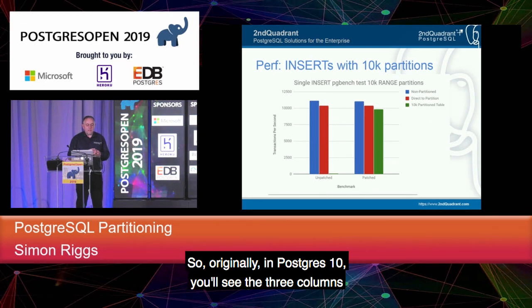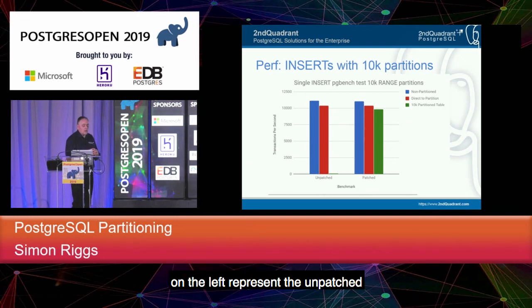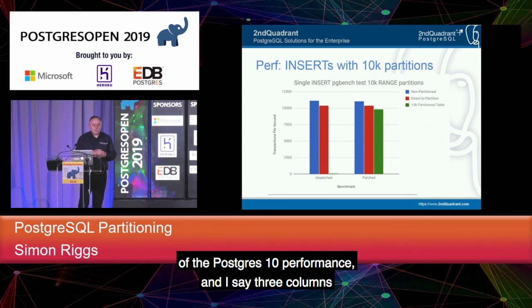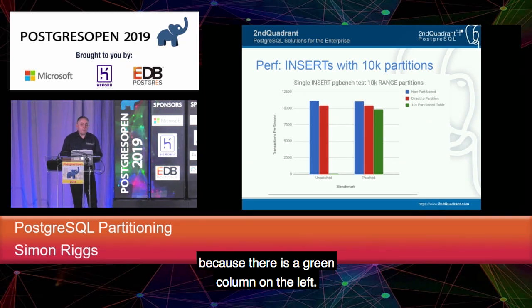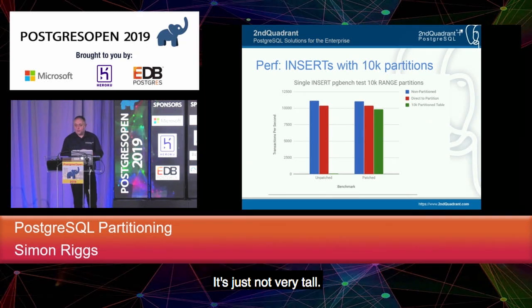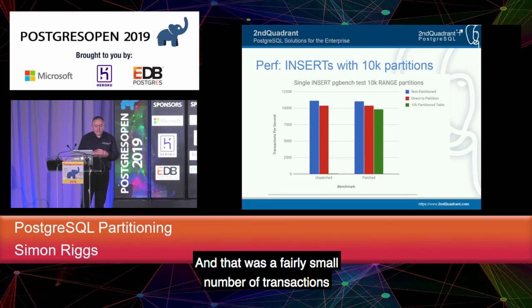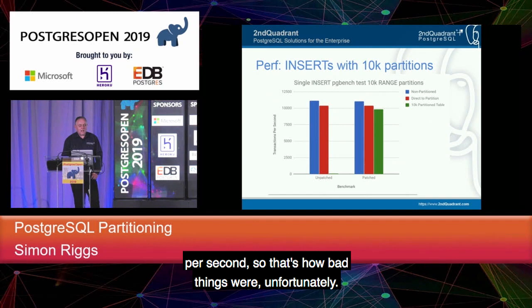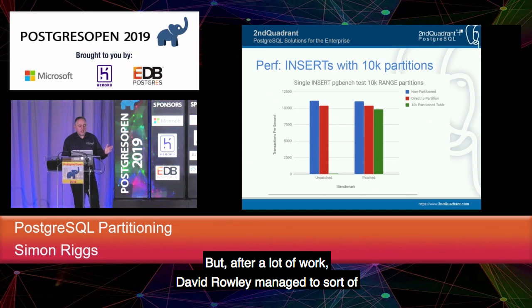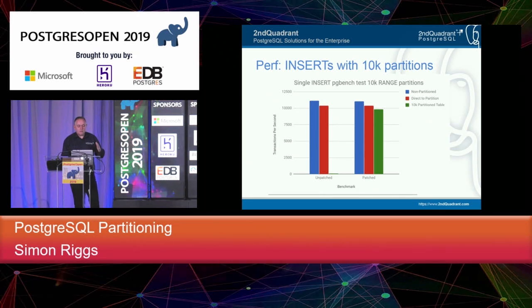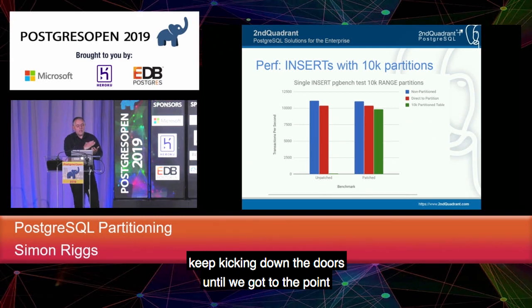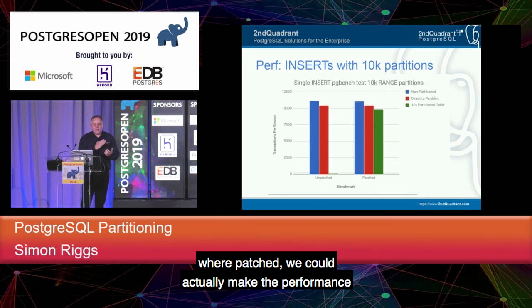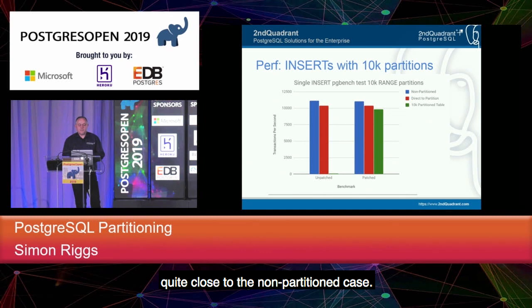So originally in Postgres 10, you'll see the 3 columns on the left represent the unpatched, or the Postgres 10, performance. And I say 3 columns because there is a green column on the left. It's just not very tall. And that was a fairly small number of transactions per second. So that's how bad things were, unfortunately. But after a lot of work, David Rowley managed to keep kicking down the doors until we got to the point where, patched, we could actually make the performance quite close to the non-partitioned case.